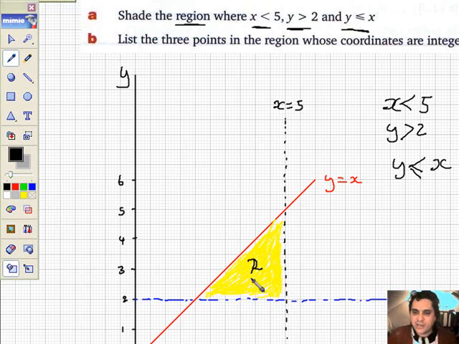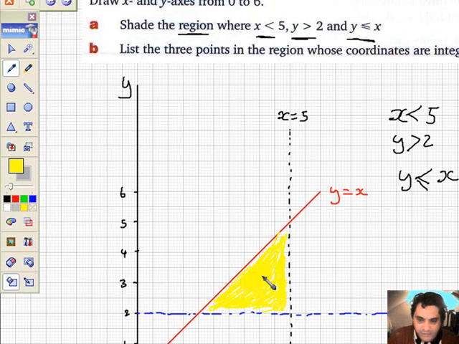Alright, let's just check. Is this yellow patch less than x equals 5? Yes. Is this yellow patch above y equals 2? Yes. Is this yellow patch below y equals x? Yes, it is. Now let's just test it out with a valid point. In fact, let me just get rid of this black thing, I'm going to need it later. So let's just smudge that out.